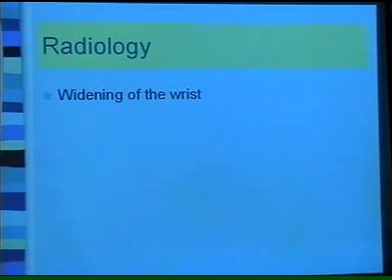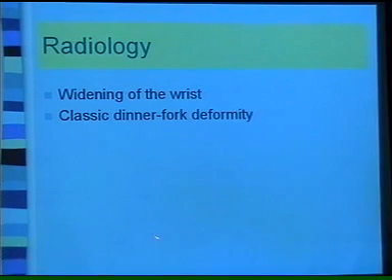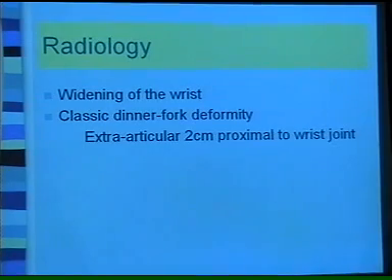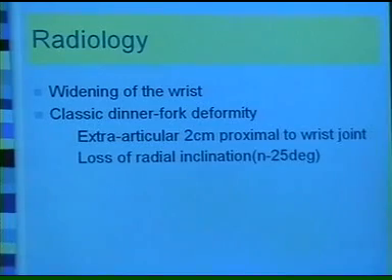On an X-ray of a distal radial or Colles fracture, the things you need to see, and just to remember them, is that the wrist gets wider. There is a widening of the wrist. There is a classic dinner fork deformity, which is like a dinner fork on the dorsum. There's a hump for the distal radius. And the fracture, as I said, is extra-articular and is within 2 centimeters of the wrist joint.